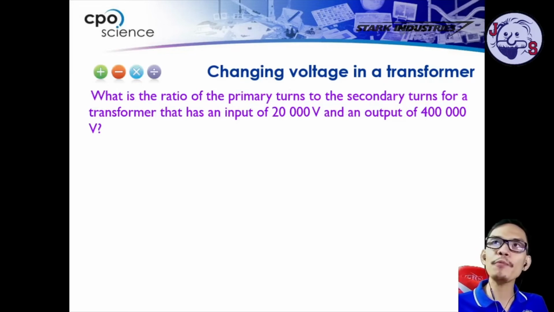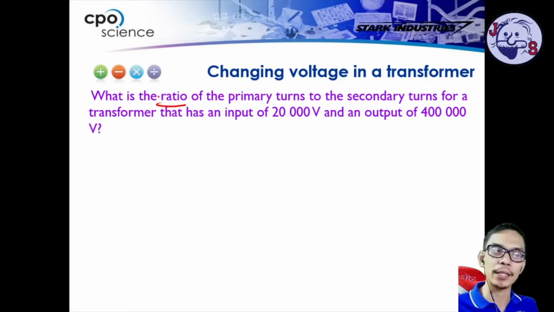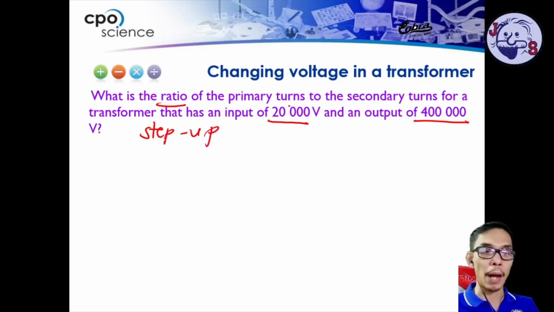In this problem, we are asked to find only the ratio. What is the ratio of the primary turns to the secondary turns for a transformer that has an input of 20,000 volts and an output of 400,000 volts? What kind of transformer is this? From an input of 20,000, it will be converted to an output of 400,000. This is a step-up transformer. You can probably find this transformer near power plants.